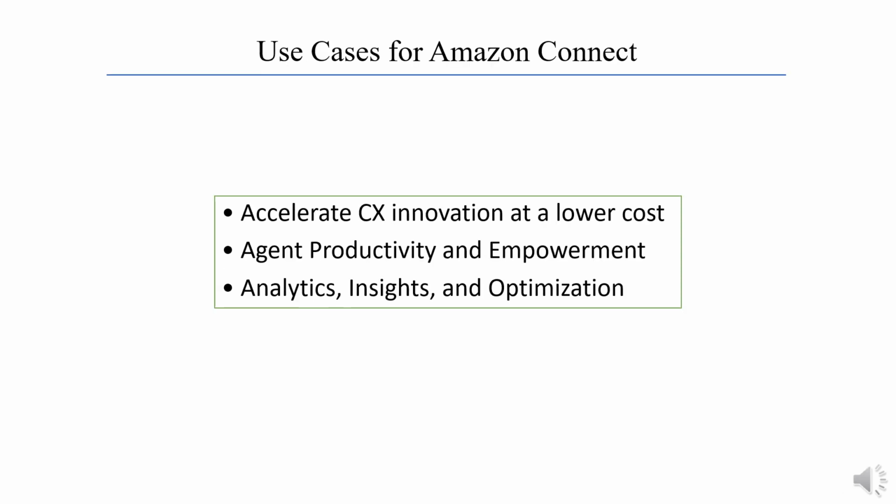Now let's talk about use cases for Amazon Connect. Amazon Connect supports the following use cases, which cover the need of a broad spectrum of customers: accelerate CX innovation at a lower cost, agent productivity and empowerment, and analytics, insights, and optimization. Let's elaborate each of these use cases for Amazon Connect. Accelerate CX innovation at a lower cost. Transform your customer experience, that is CX, at scale with Amazon Connect, which is the AI-powered contact center of AWS.